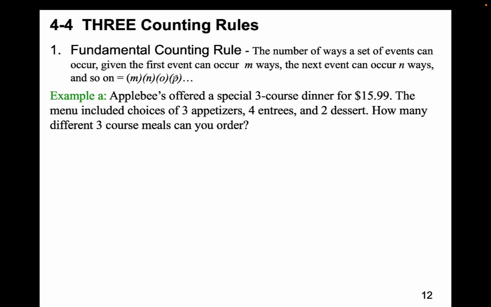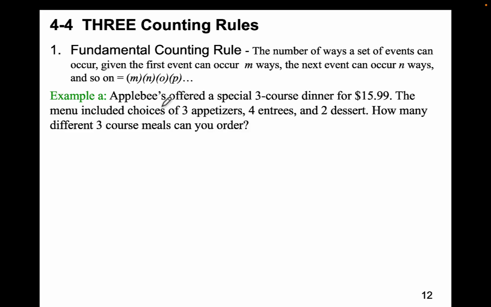Let's look at an example. Applebee's offered a special 3-course dinner for $15.99. The menu included choices of 3 appetizers, 4 entrees, and 2 desserts. How many different 3-course meals can you order? So we're being asked for a count. How many? How many different 3-course meals can you order?